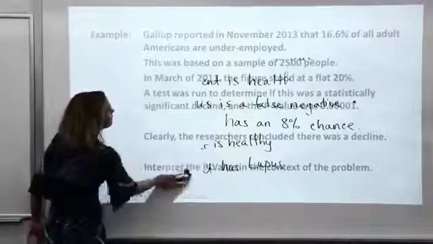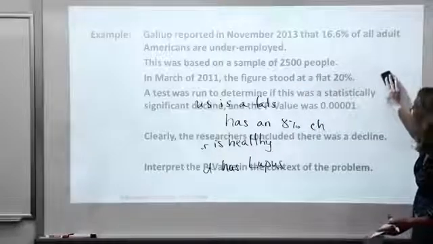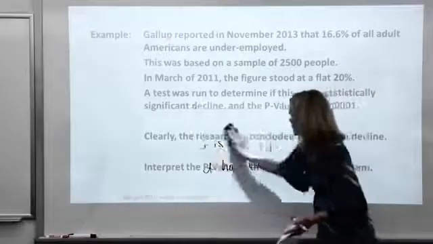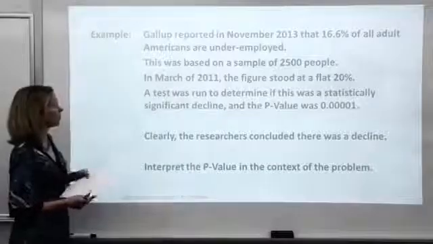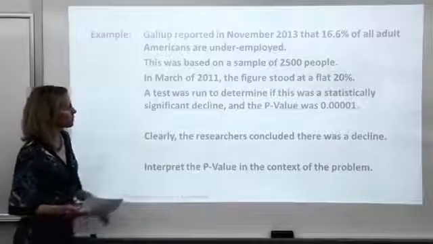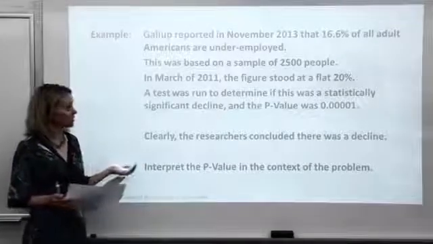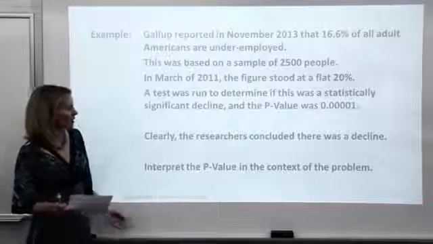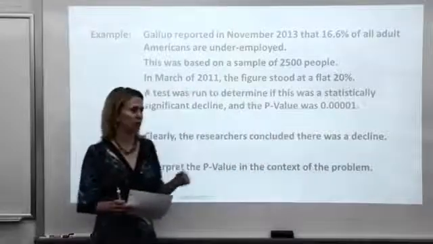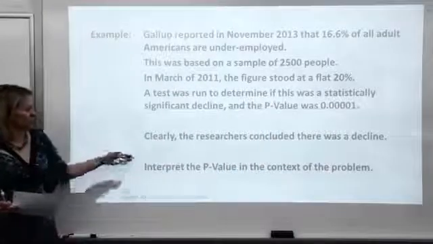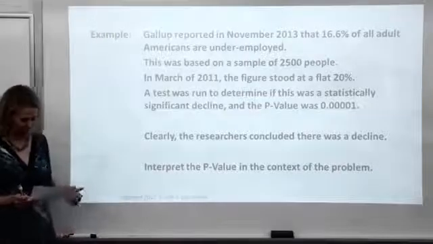Gallup reported in November 2013 that 16.6% of all adult Americans are underemployed. This was based on a sample of 2,500 people. So in March of 2011, the figure stood at a flat 20%. A test was run to determine if this was a statistically significant decline, and the p-value was 0.00001, 4 zeros and a 1. Clearly, the researchers concluded there was a decline. That p-value is extremely small. Interpret the p-value in the context of this problem.